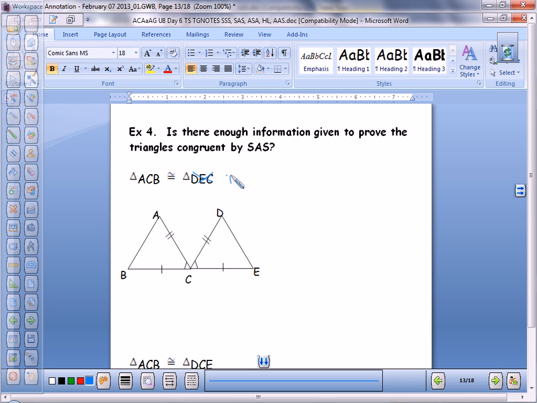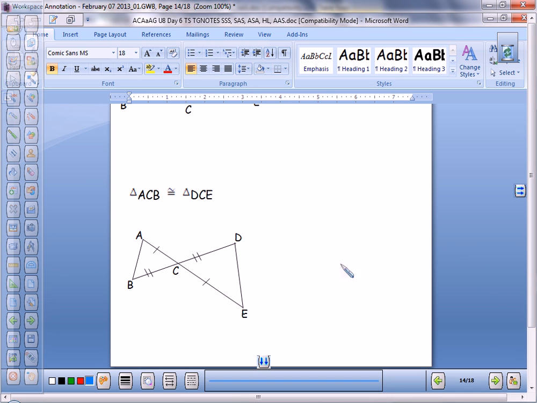You try the one below it. There's not enough marked, but is there enough that we know must be true? What do we know must be true? This must equal this because they are vertical angles, and vertical angles are congruent. What would we write in the proof for that? Would we say property of vertical angles are congruent? No, you would say angle ACB is congruent to angle ECB because vertical angles are congruent.